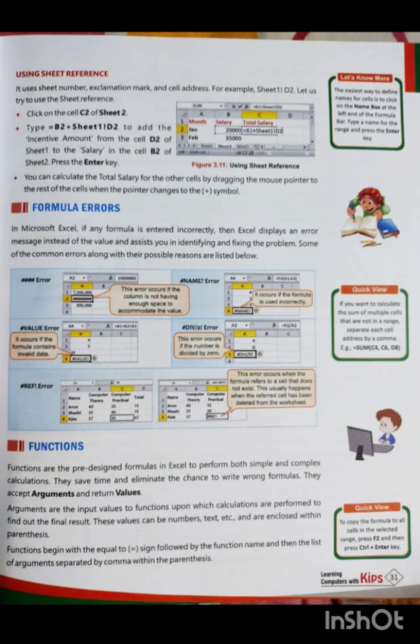If a column contains invalid data, then the #VALUE! error occurs. Next, the #DIV/0! error. This error occurs if a number is divided by 0. As we all know, no number can be divided by 0. So if we have typed by mistake a number divided by 0, then this type of error occurs.